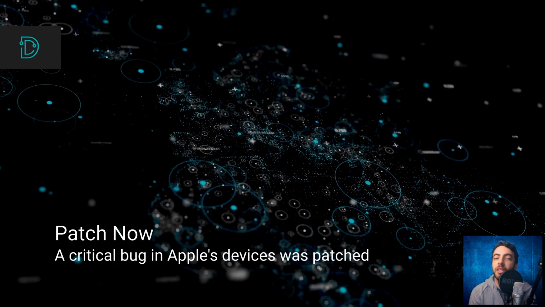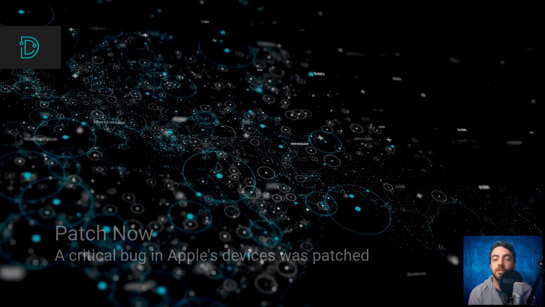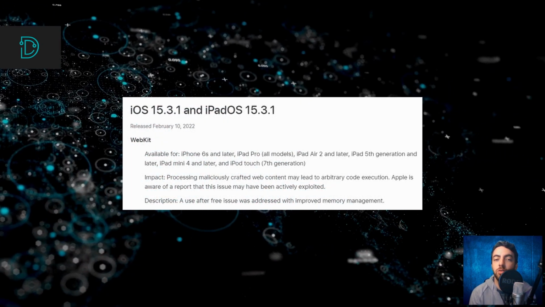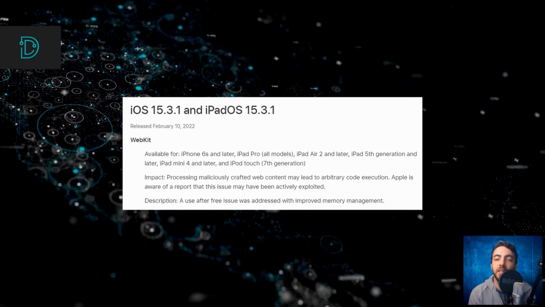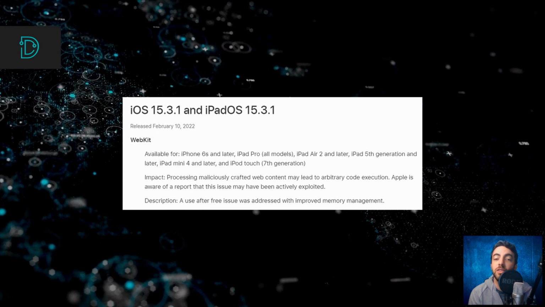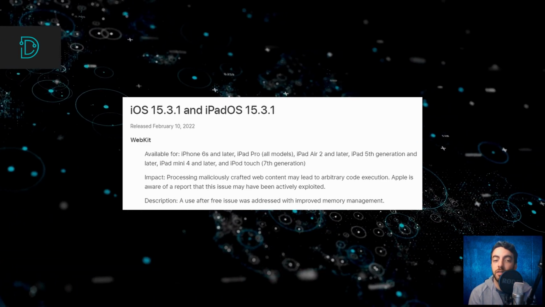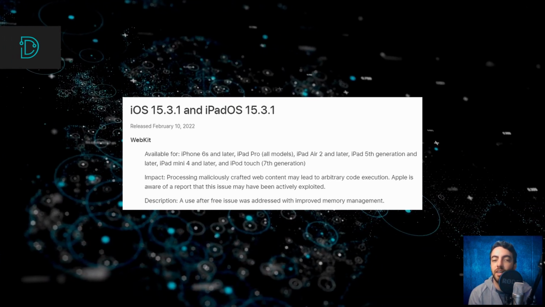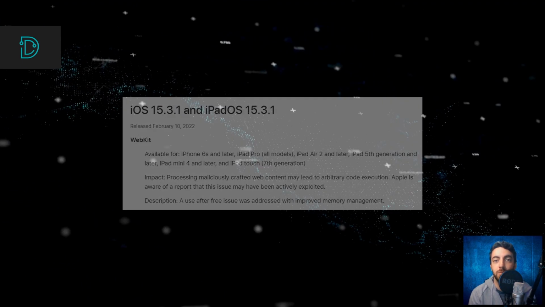Moving on, Apple patched a critical vulnerability that was used to hack iPhones, iPads, and Macs. The vulnerability that was fixed is a WebKit use after free issue that could lead to OS crashes and code execution. This vulnerability affects an extensive list of Apple's devices and is being exploited in the wild, which is why Apple released a security update to fix it. Even though it seems that this vulnerability was only used in targeted attacks, we still highly recommend that you patch your systems as soon as possible.